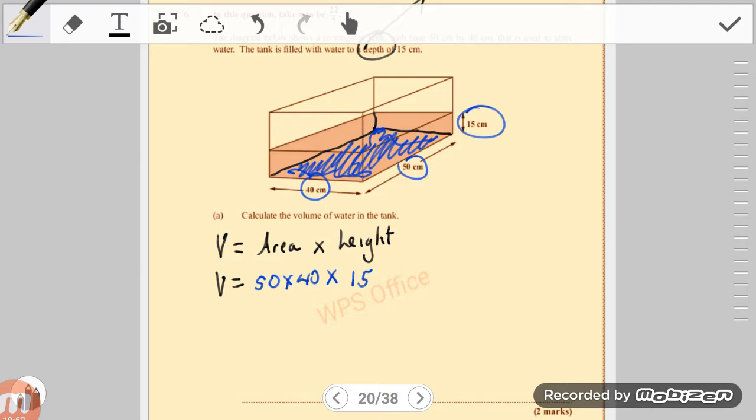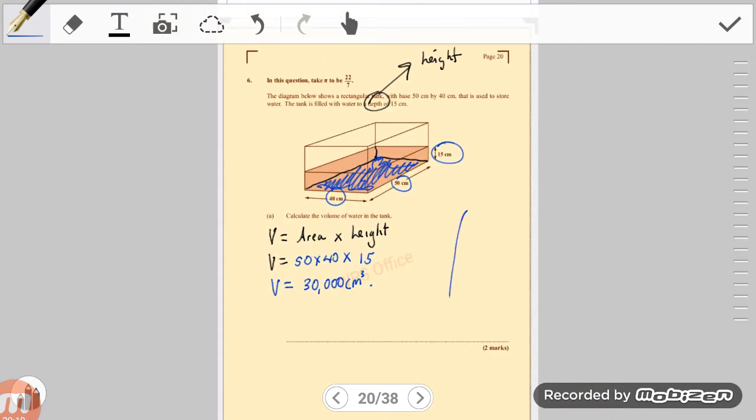Alright, so this is pretty easy. Just go on the calculator. 50 multiplied by 40 multiplied by 15, and that should tell me that the volume that is in the tank is 30,000 cubic centimeters of water currently in the tank. Alright, so we're good to go on that question.